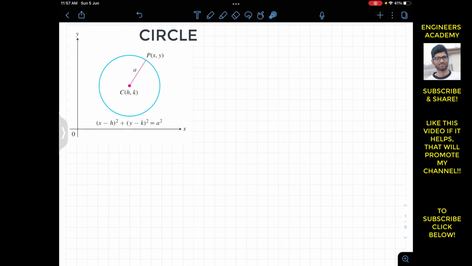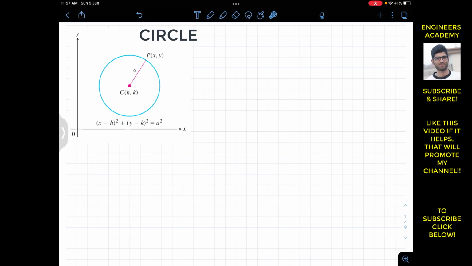In the case of a circle, this fixed point is known as the center of the circle, and this distance is known as the radius. So let's say that we have points which are at some fixed distance from that center, and that distance is known as the radius. If we have infinitely many points at equal distances from that center point, and we join all these points, they will make a geometry which is known as a circle.